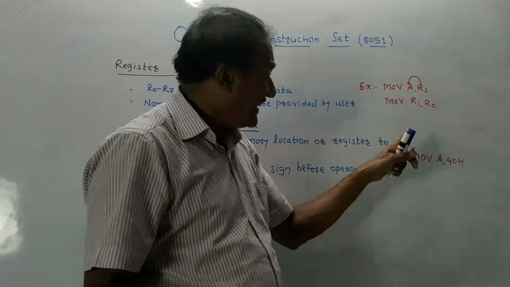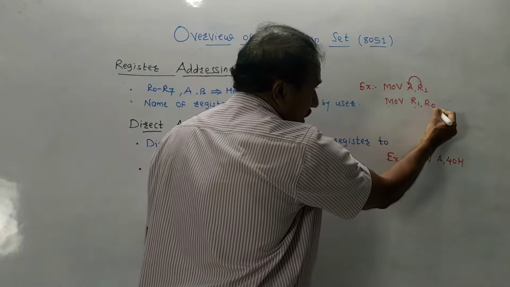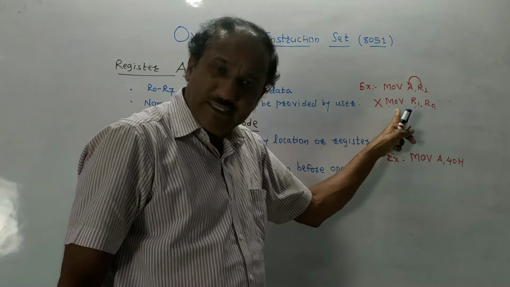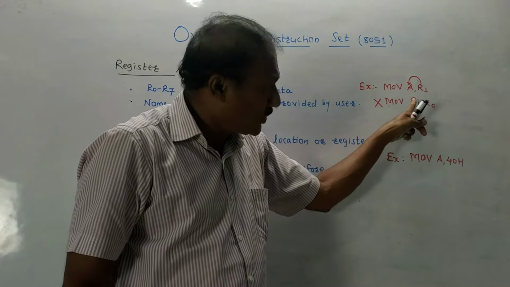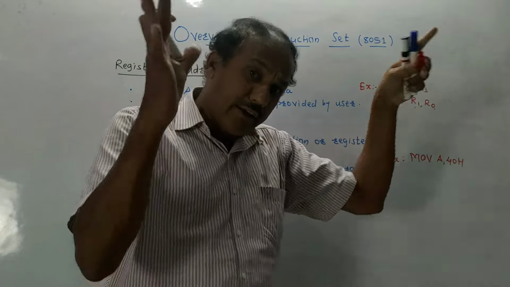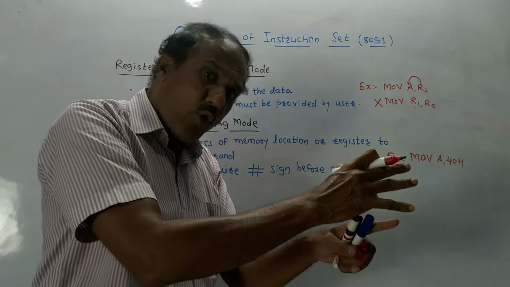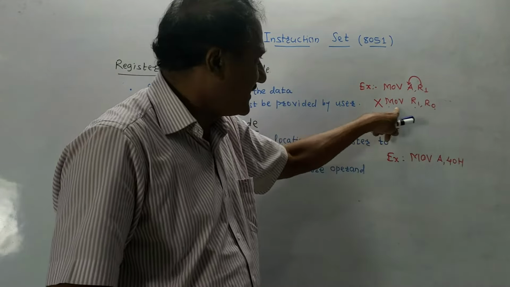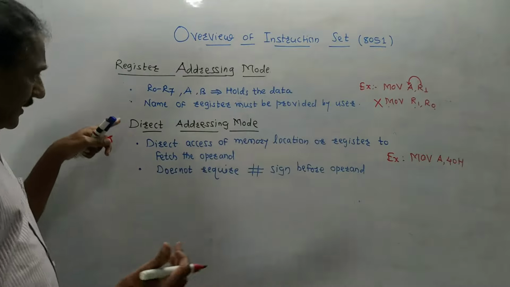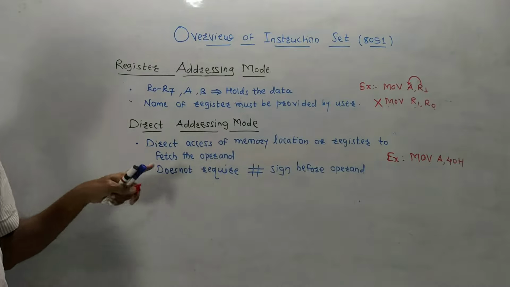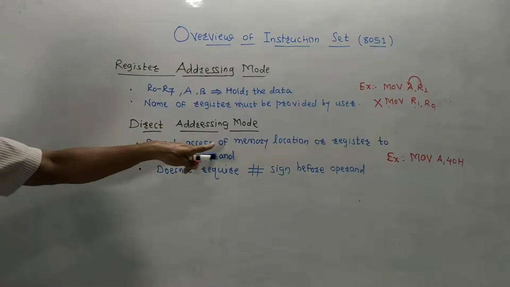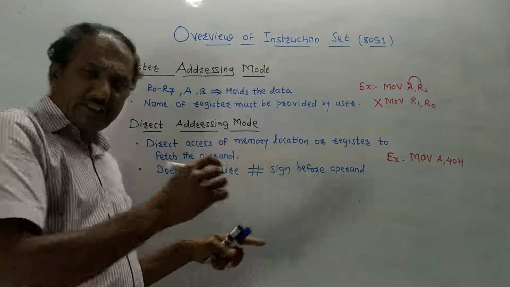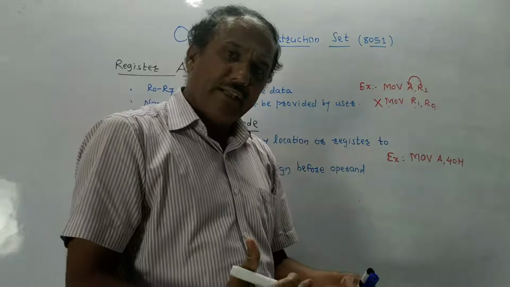But very important part is that this instruction MOV R1, R0 is not allowed. It is invalid instruction. Reason is actually the meaning of this instruction is move data from R0 to R1, but it is not valid. Reason is the data must be moved to either accumulator A or B and then to other registers. So this is invalid instruction. Next is direct addressing mode. As the name indicates, here direct access of memory location or register to fetch the operand means this instruction contains the direct address from where the data is to be fetched.